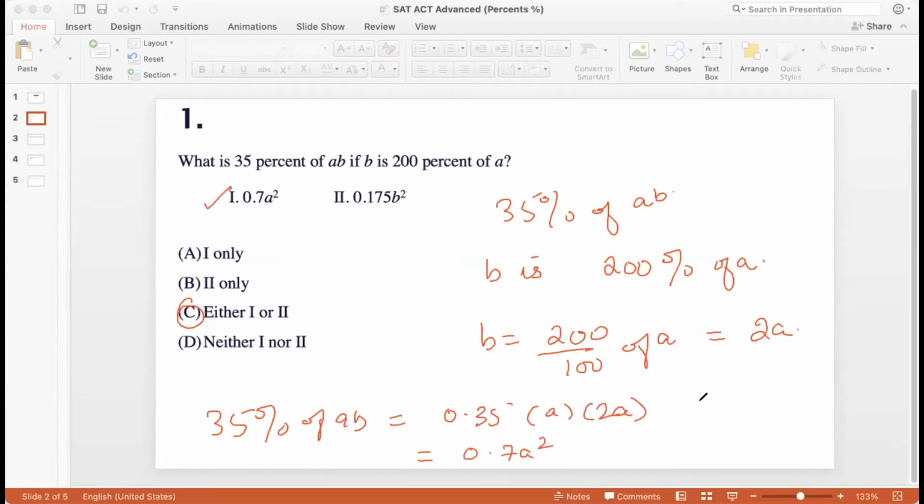I can also write 35% of AB as 0.35 into B by 2 into B, right? Because I can write A as B by 2. So that's 0.175 B squared, because 0.35 by 2 would be 0.175. So this is also true. Either 1 or 2 is correct. It can be written in either form.